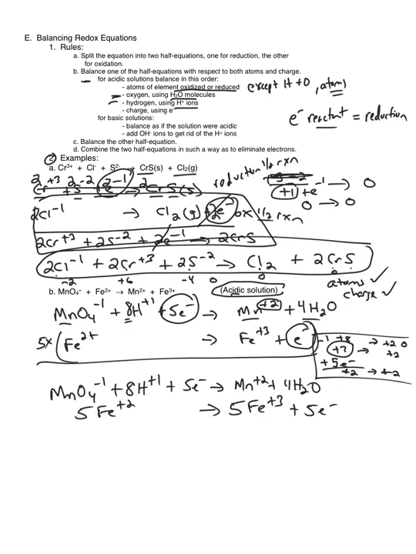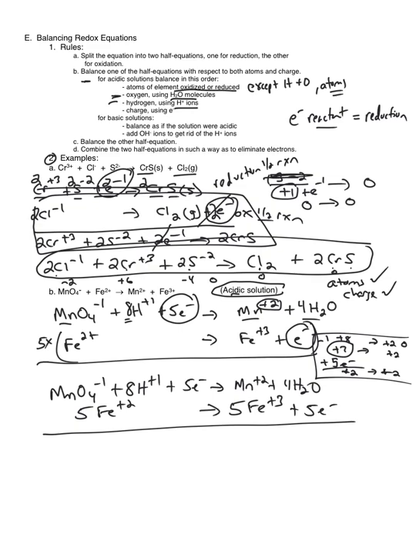When you are done, both half reactions should have the same number of electrons, and they have to be on opposite sides. If you end up having both half reactions have electrons on the same side, you've done something wrong. You've done something with your math. There has to be electrons on each side.